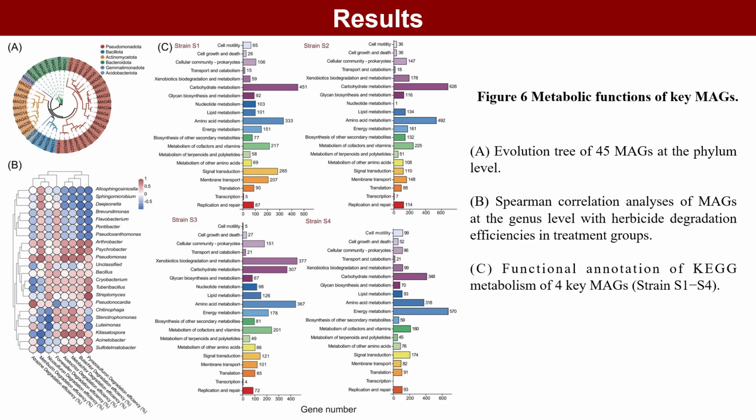KEGG annotation of 4 MAGs with more than 99% identity to the genomes of the SynCom strains S1 to S4 revealed that the different species occupied different functional niches in the soil. This suggests that the 4-member community exhibits effective metabolic division of labor in situ.